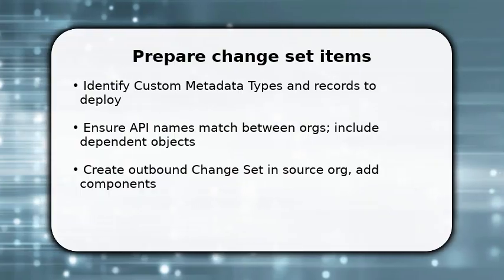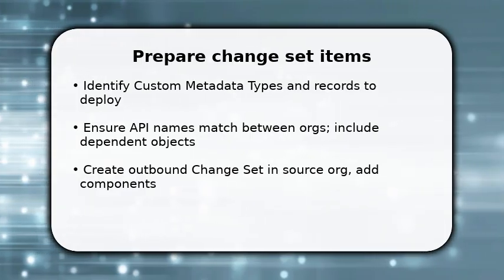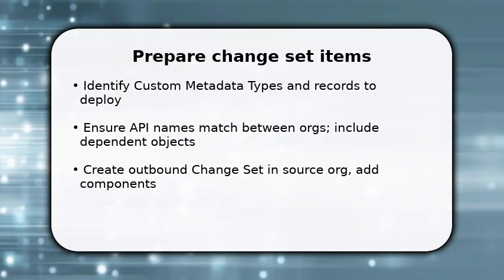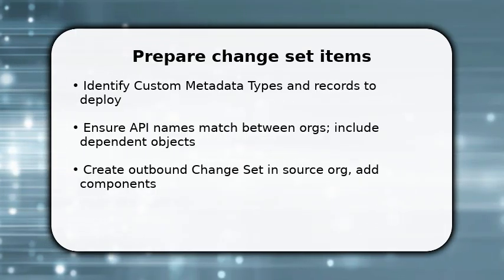You start by assembling exactly what you will move. Pick the custom metadata type and the specific records. Once done, validate API names and include any dependencies like fields or record types.